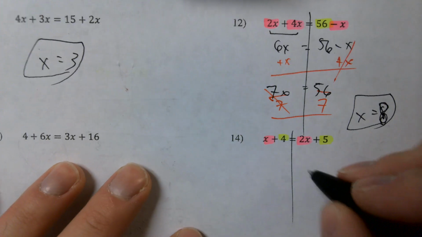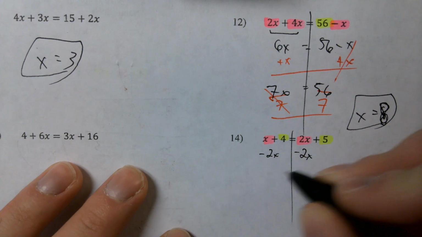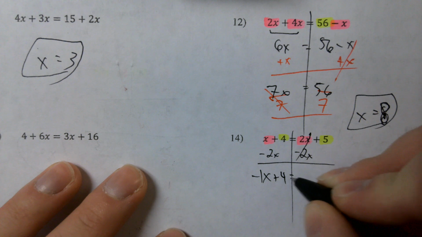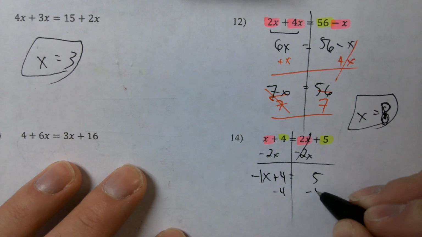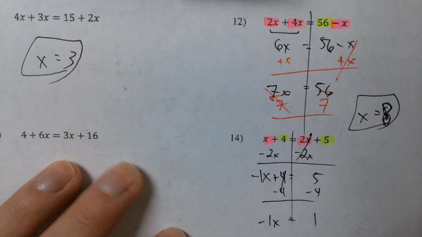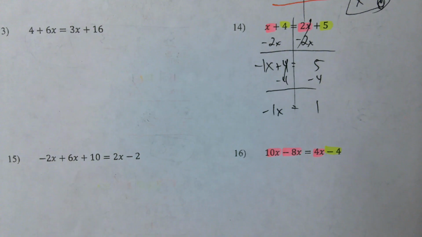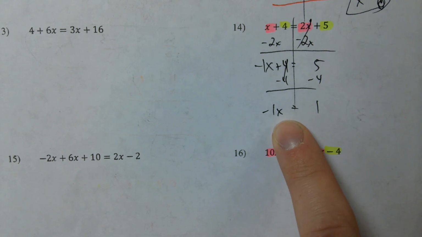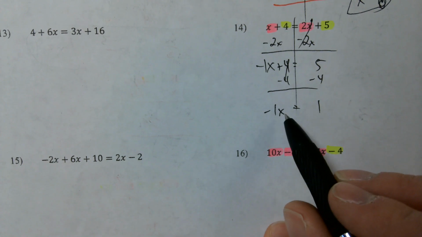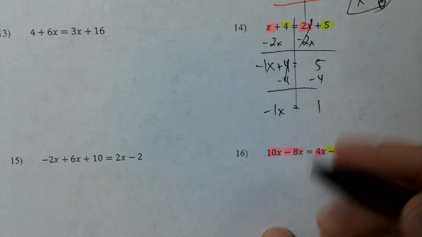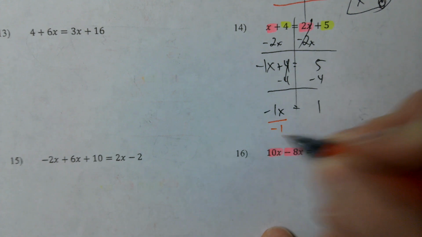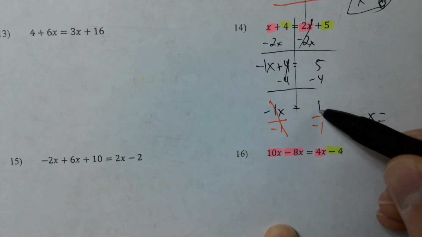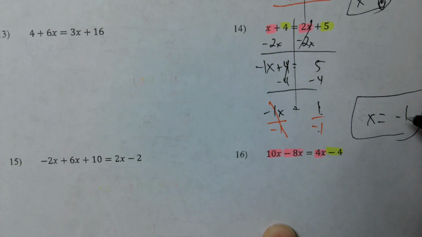Good. Number 14, I'm going to subtract 2x. I get negative x, or I guess I'll say negative 1x. Then I'll subtract 4. Now, is this my final answer? X equals negative 1. When we have a negative x, it is not all by itself. So we have to divide by a negative 1 if we truly want to get x all by itself. 1 divided by negative 1 gives me negative 1.